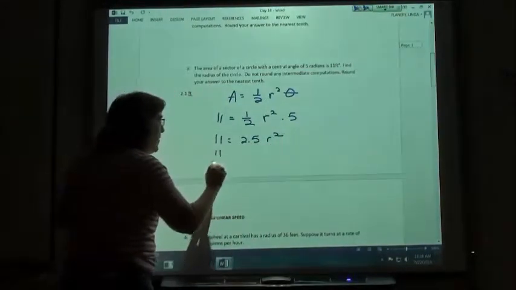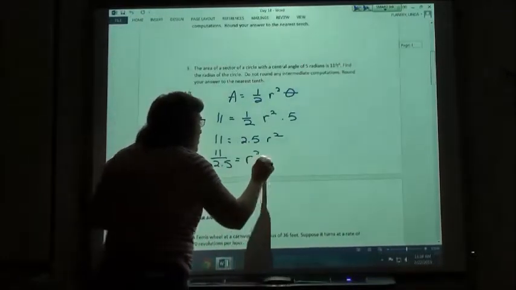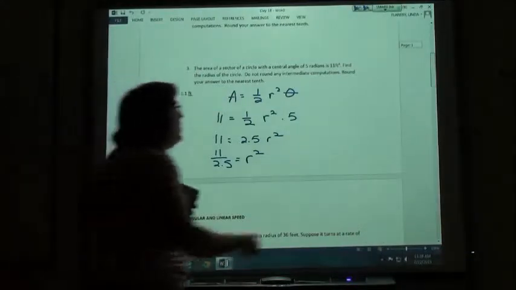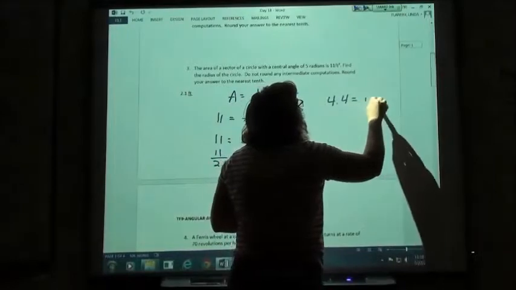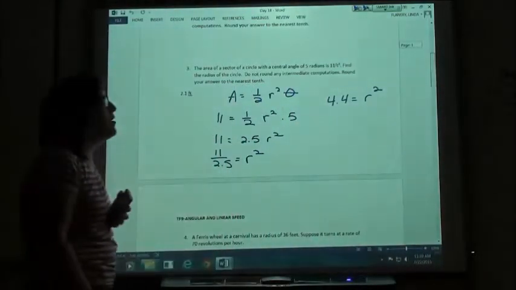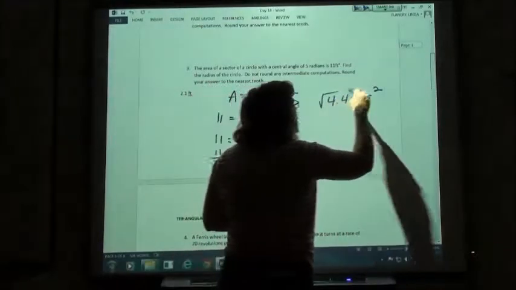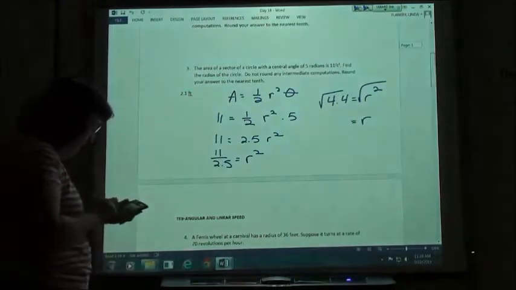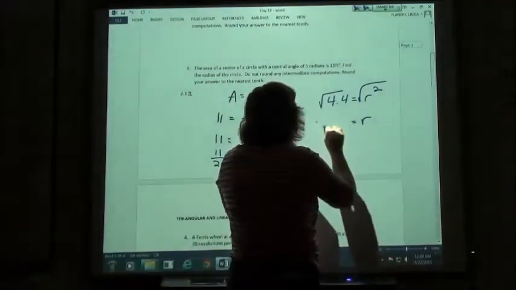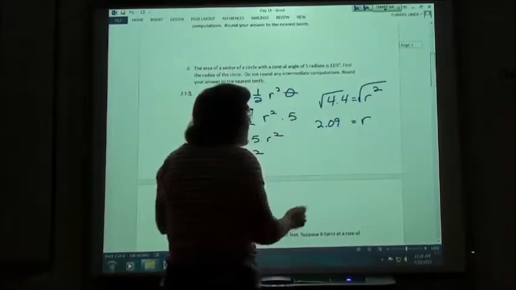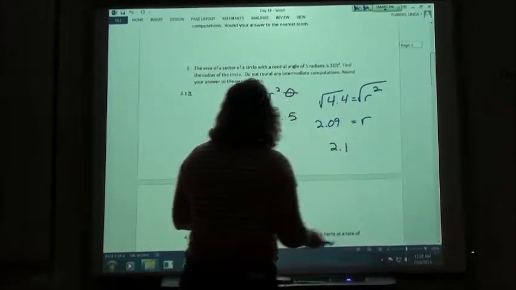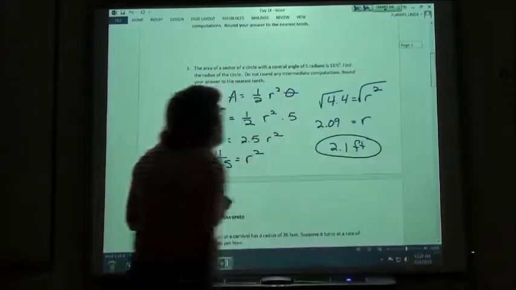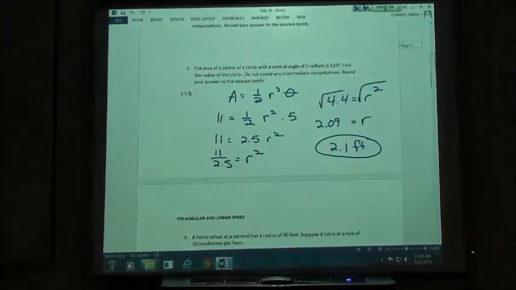So we're going to have to take 11 and divide it by 2.5 to find r squared. 11 divided by 2.5 gives me 4.4 to equal r squared. And since we just want r and not r squared, we then have to take the square root. So the square root of 4.4 gives me 2.09. I'm rounding to the nearest tenth, so 2.1. This was feet squared for the area, which tells me this is feet since I'm just doing the radius, so 2.1 feet.